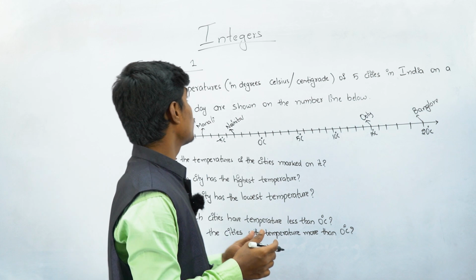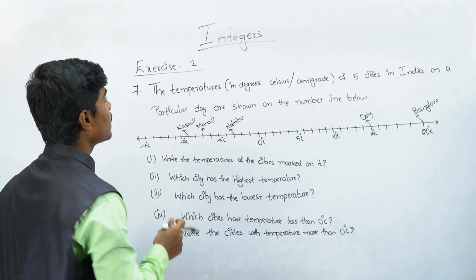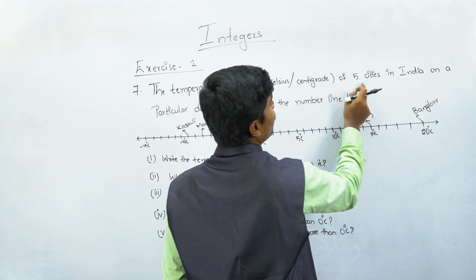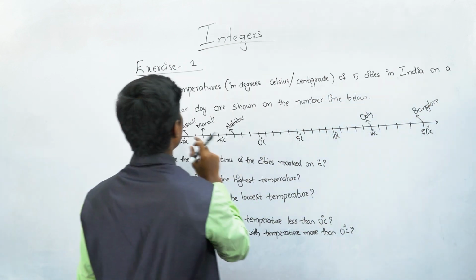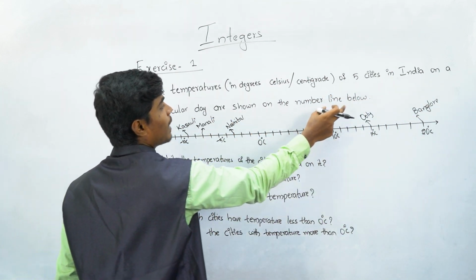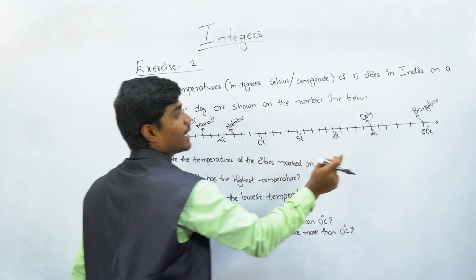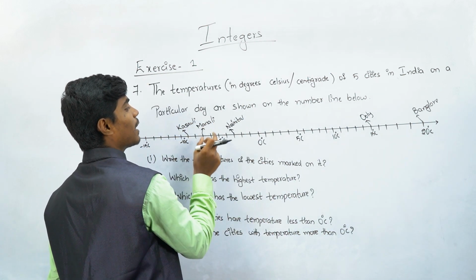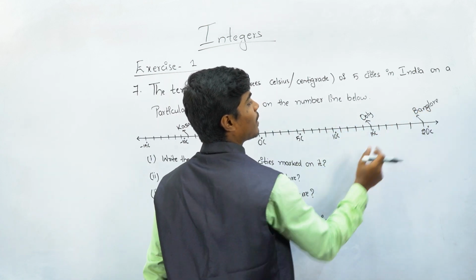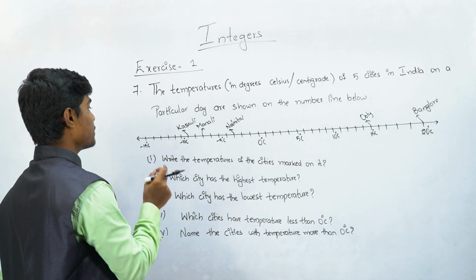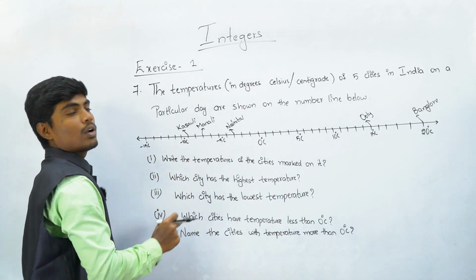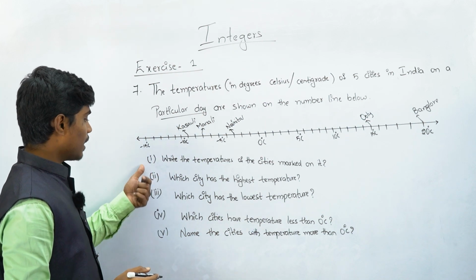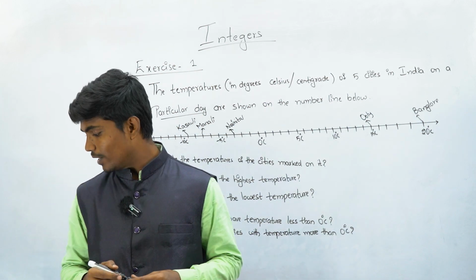Now, let's move to the last problem of exercise 1. The temperatures in degrees Celsius or centigrade of 5 cities in India on a particular day are shown on the number line below. Here, he gave a number line and 5 cities: Kasauli, Manali, Nainital, Ooty and Bangalore. He also gave the respective temperatures of these cities on a particular day. And here he asked some questions and we have to find out the answers.